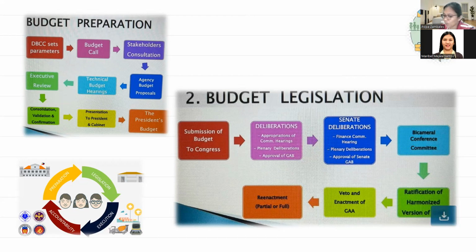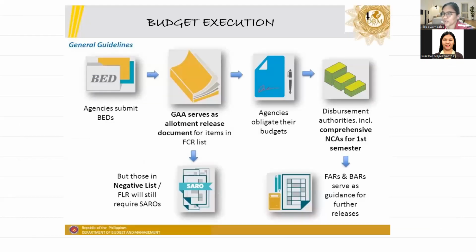Okay? So, once he has done that, we now have what we call the General Appropriation Act, which will be used in January of next year. Okay. Next is the budget execution. So, we have a budget. It was approved. So, all we need to do is the agency will now submit BEDs. What is BEDs? Budget execution documents.